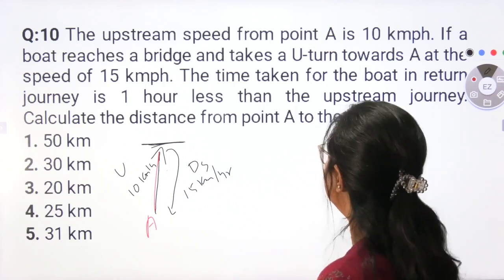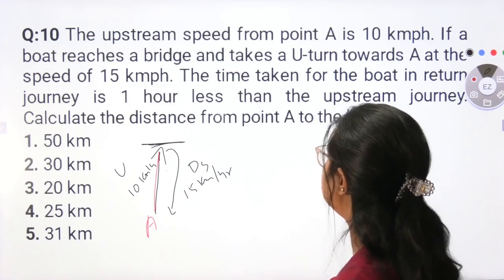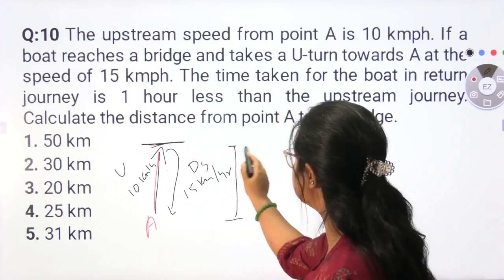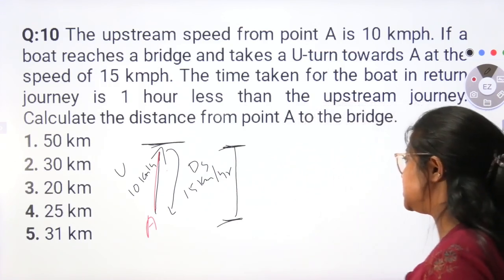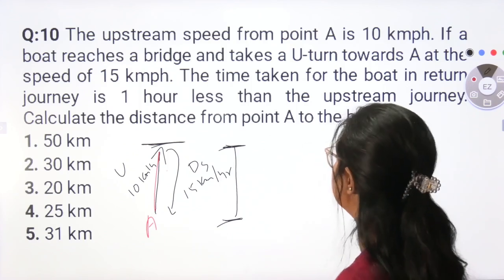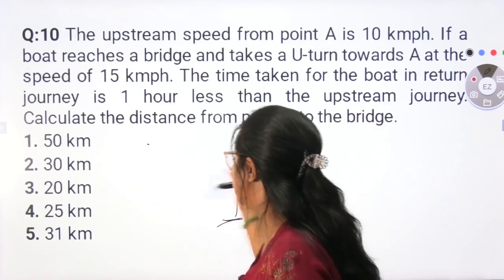Okay, so from here I will get a calculation. So I need to find that distance, the distance from the bridge to that point A. So what would be my distance? According to the question, I can make an equation. So what would be my equation?